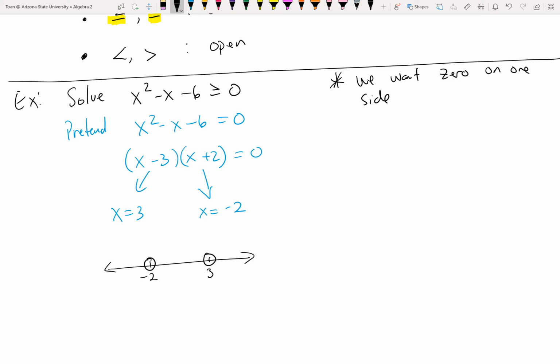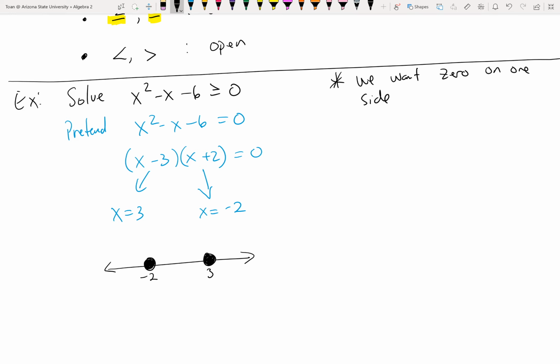Now, these circles will be open or closed depending on the inequality. So I look at the original inequality. Since it has that little line underneath it, since it's greater than or equal to, what that says is it can equal 0. So that means these x-intercepts, where the values are 0, are valid points. So I'm going to fill them in.